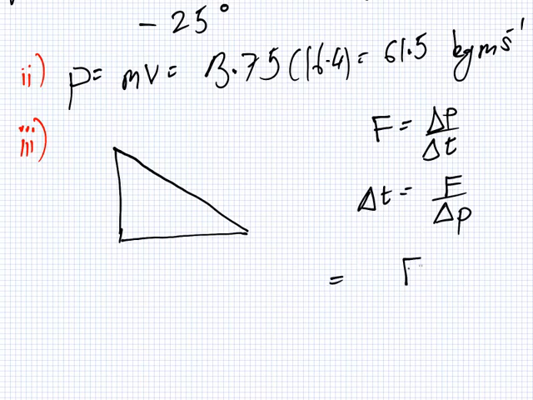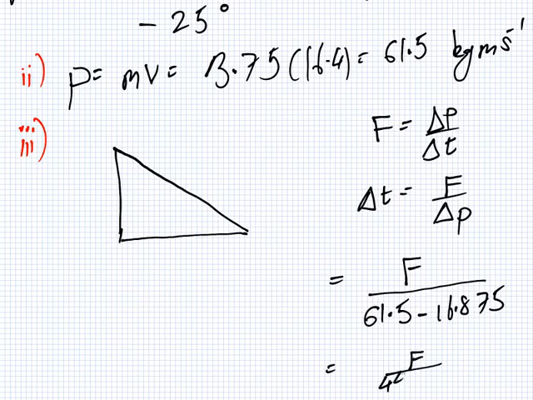So that equals F over the change in momentum. The momentum at the end is 61.5, and the momentum at the start would be 4.5 multiplied by 3.75, which is 16.875. So that's F over 44.625. That's the time. If we know the F, we're finished.